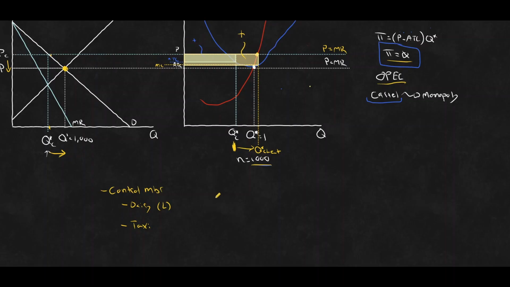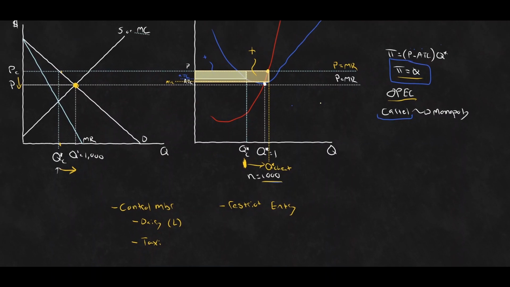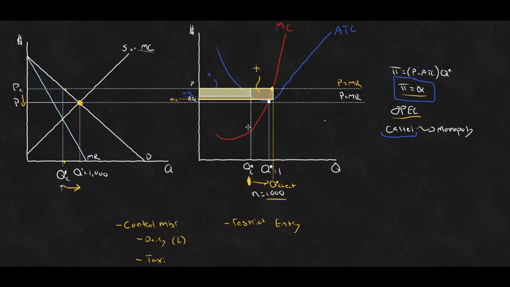There's a second condition that needs to be met though. You need to be able to restrict entry. And the reason you need to be able to restrict entry is because if this is, let's just scroll up, if this is a competitive equilibrium, firms are free to come into this market. They're free to leave this market.